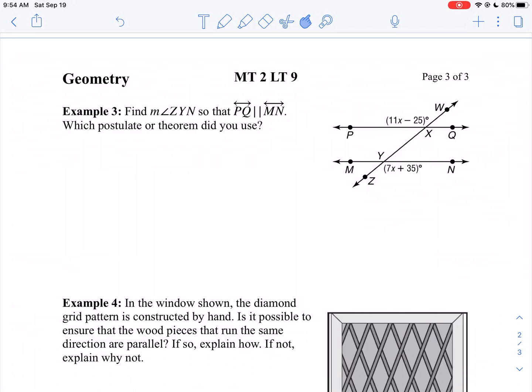In the second part of our seminar, we want to find the measure of angle ZYN. Let me trace that for us. So we want to find the measure of angle ZYN, and the lines are parallel. Which postulate are we going to use? Well, if we notice, ZYN is an exterior angle, and we're also told the measure of PXW, so we're going to use the alternate exterior converse theorem.